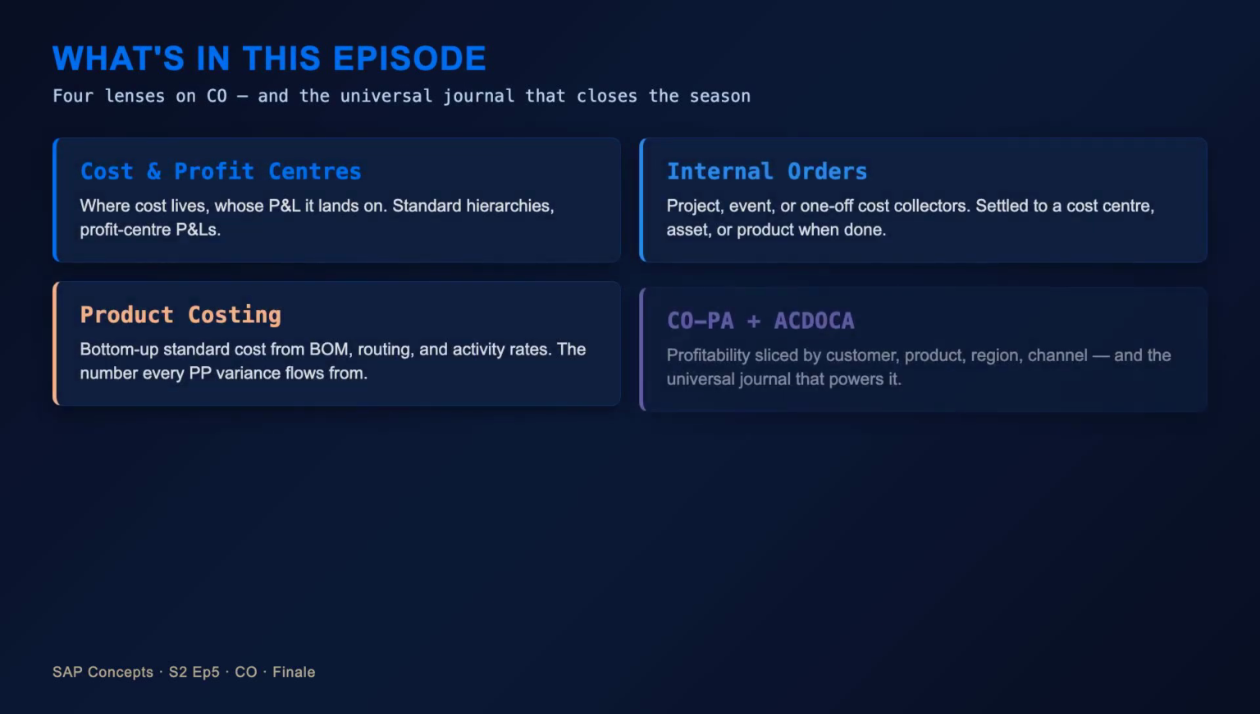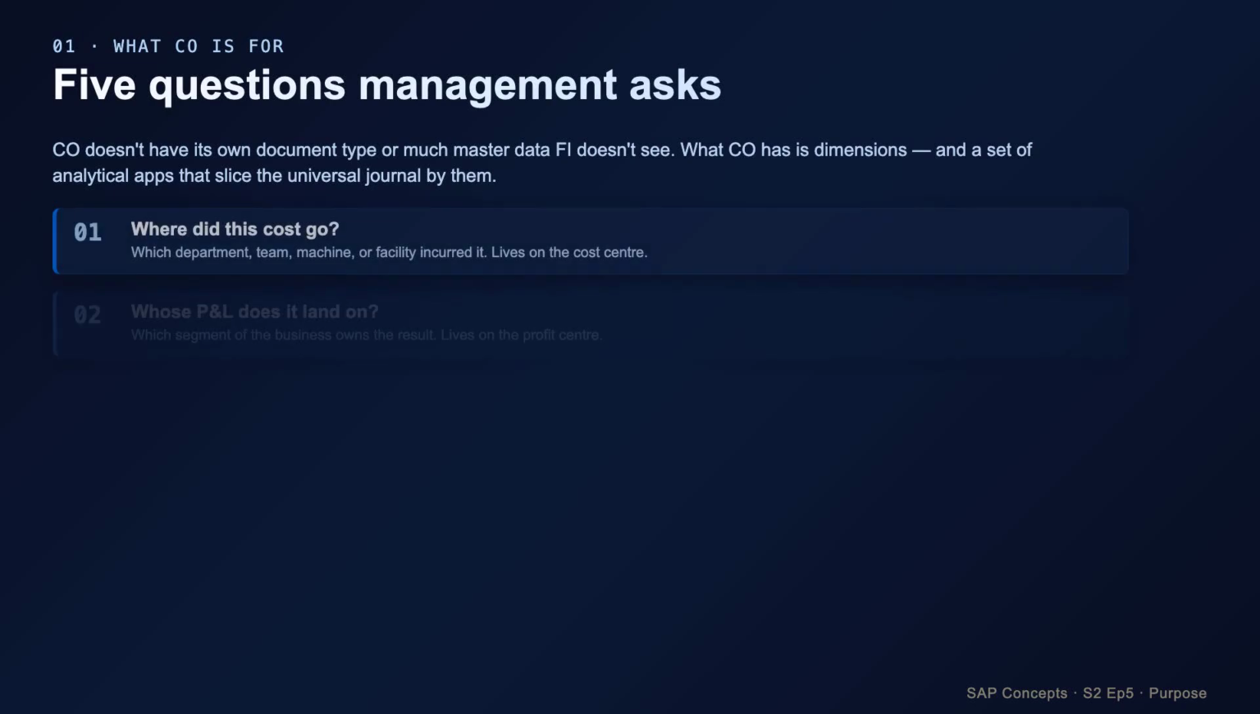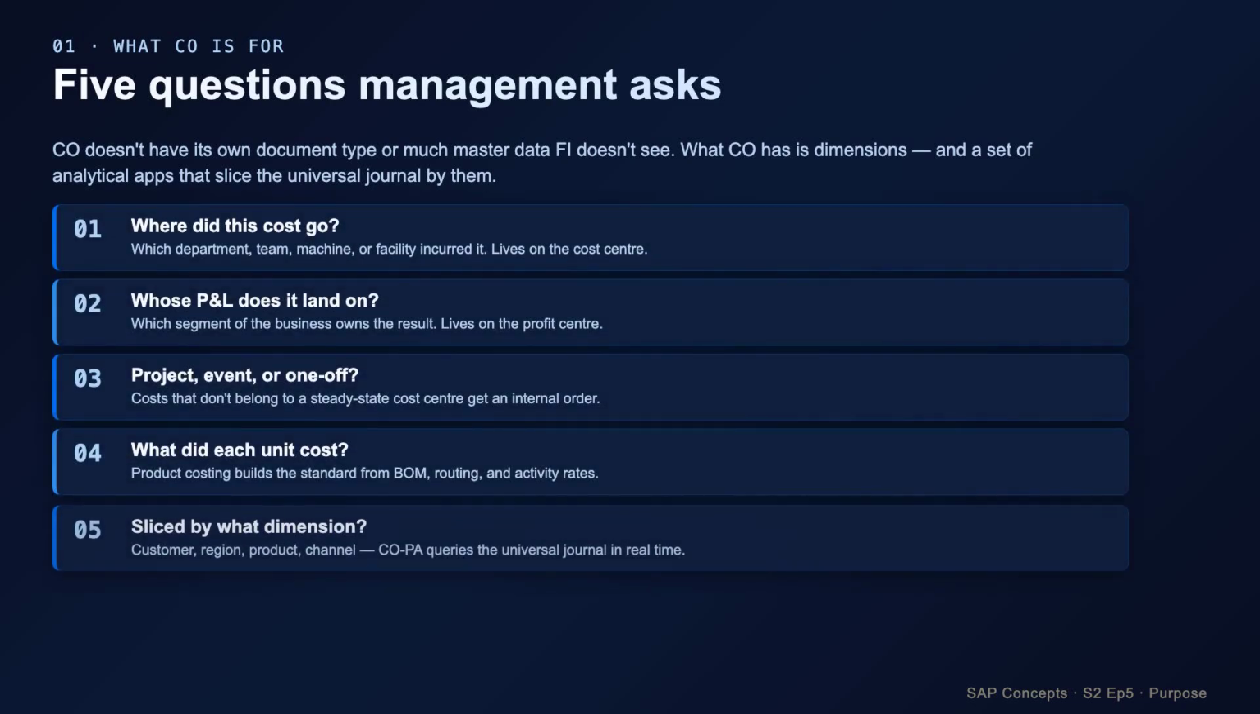Four lenses on controlling. Cost centers and profit centers, internal orders, product costing, and COPA with the Universal Journal. And the one row that finally fuses finance and controlling, ACDOCA, the centerpiece of SAP S/4. Controlling's job is to make the financial reality navigable.